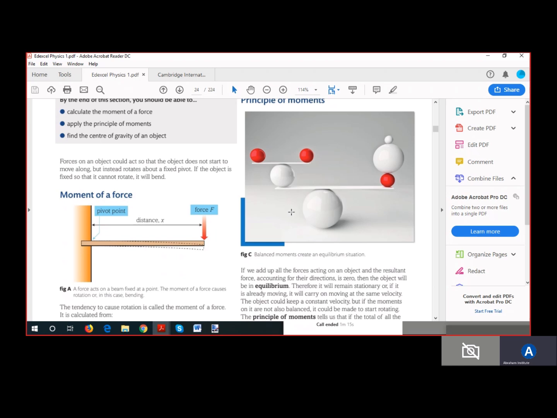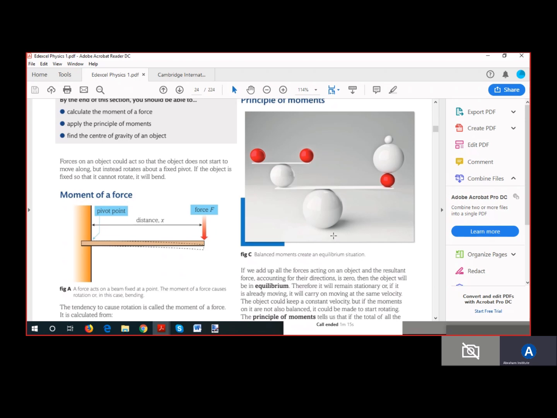Okay, so if you consider this one, let's take this plank for example. The weight of all of these will act downwards, then there is a contact force here. The contact force exerted by this on this plank is downwards. Then the contact force exerted by all of this on the plank is downwards, and it is equal in magnitude to the weight of them, because it is in equilibrium. So balanced moments create an equilibrium situation.